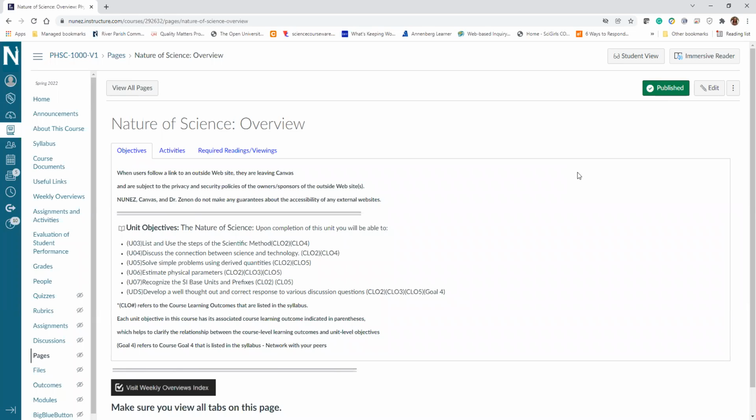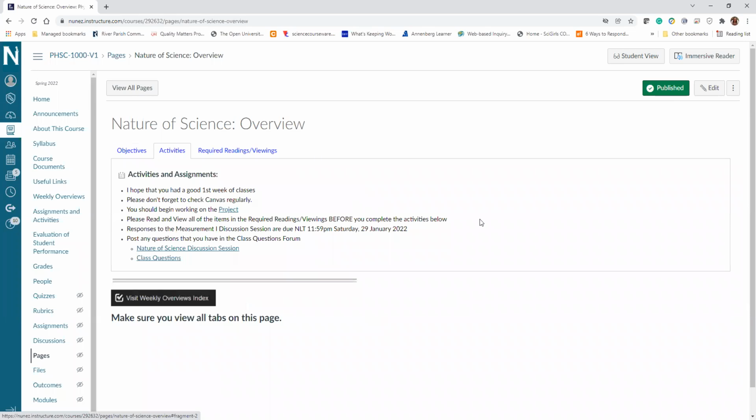Okay, so take a quick look at the activities that you have on your plate. For this week, you have a light load, if you want to think of it that way. You have a discussion to complete on the nature of science. And don't worry, the assignment level will increase.